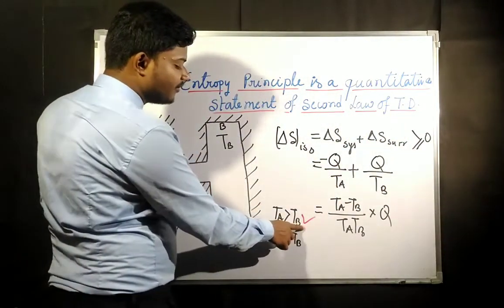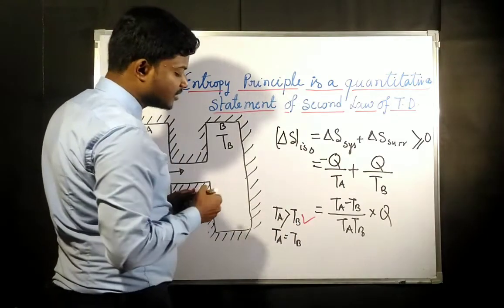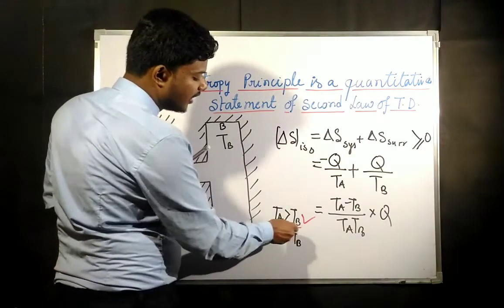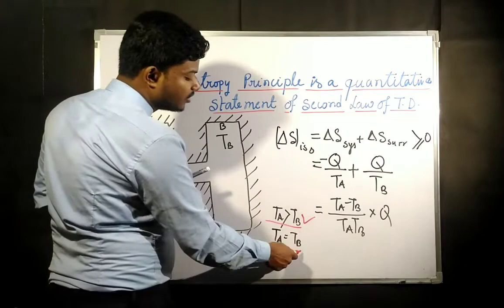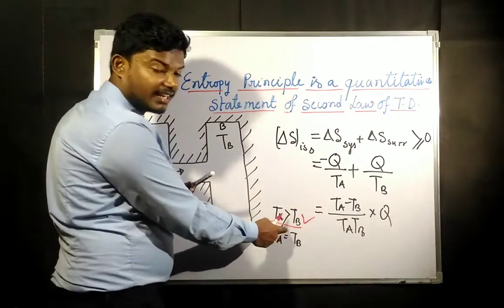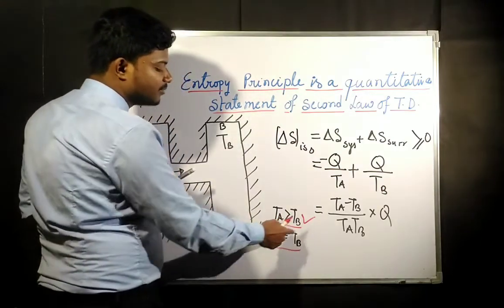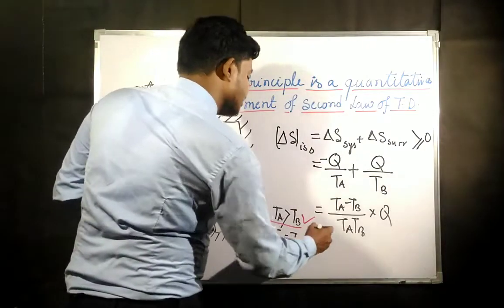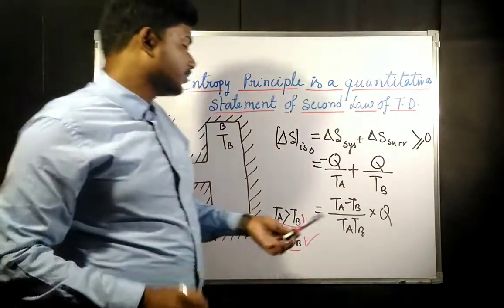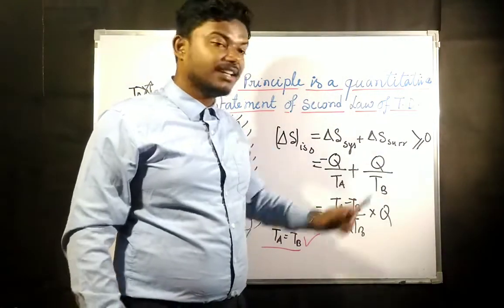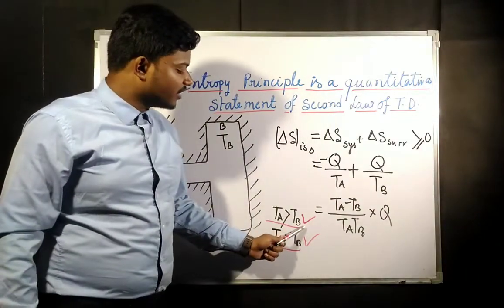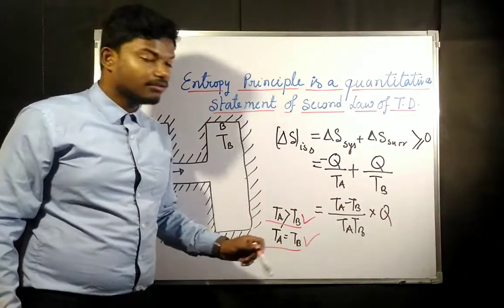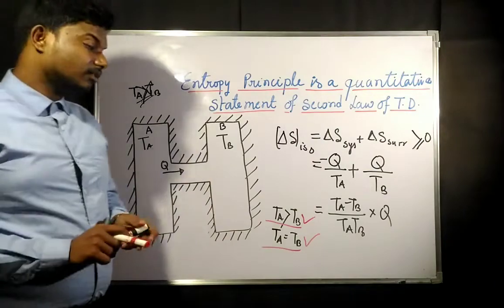So according to the first assumption, the entropy change was greater than 0. According to the second assumption, the entropy change is equal to 0. This is also possible because we have found out that it is greater than or equal to. So for the first one we have found greater than, and for the second one we have found equal to 0.